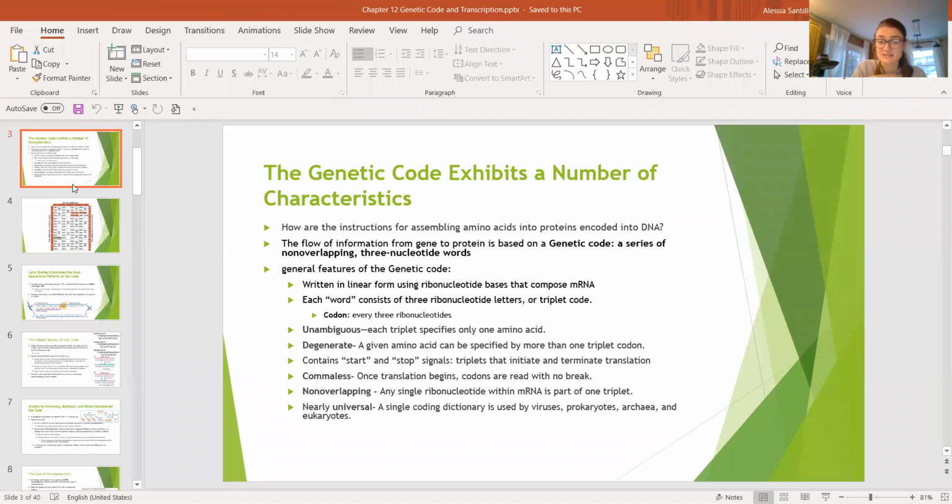It's basically a single coding dictionary that is used by viruses, oh, I forgot viruses, yes, viruses as well, prokaryotes, archaea, and eukaryotes. There are some exceptions, but they're quite minor, especially when you compare them to the vastness of the organisms living in this world.